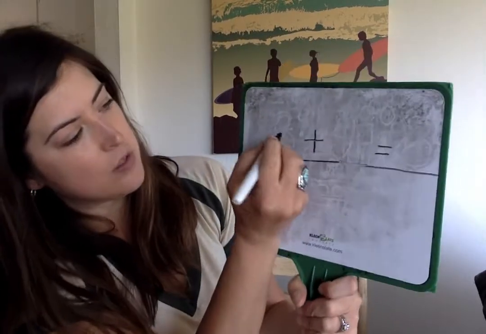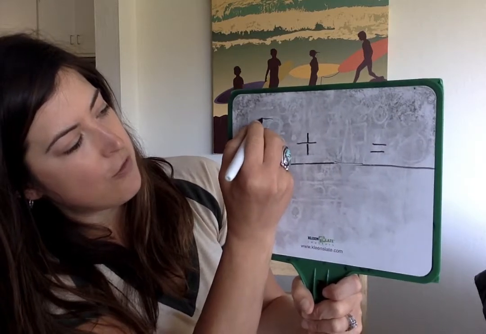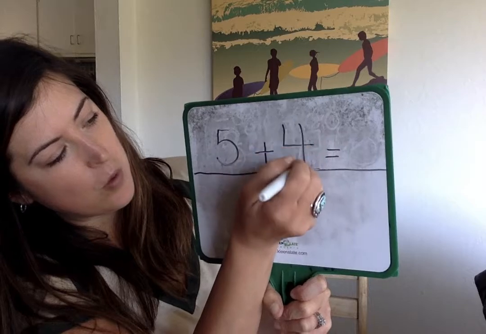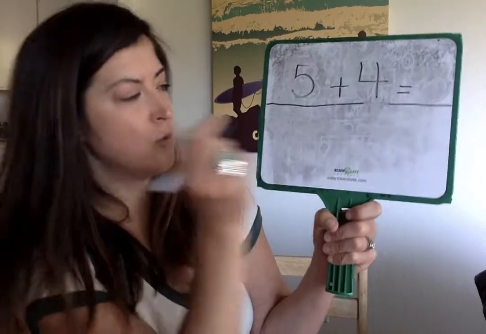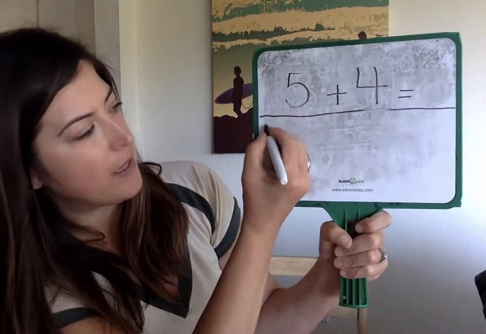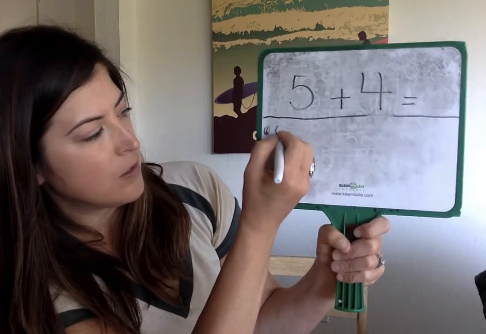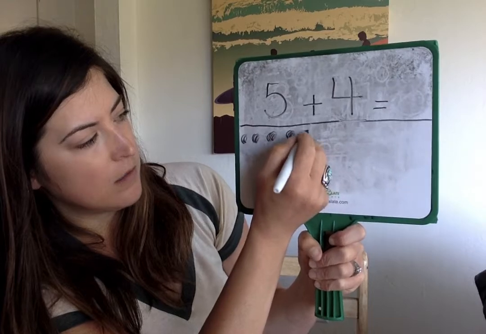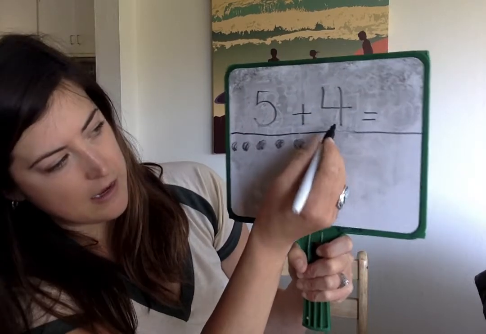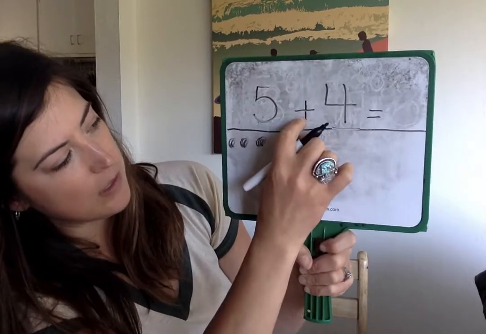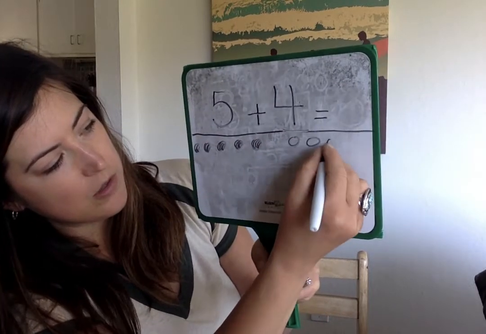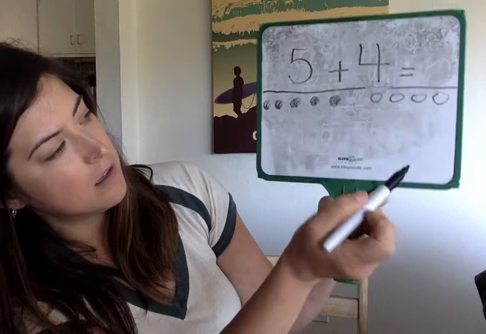Okay, here's our next equation. 5 plus 4 equals, okay, get busy drawing. Our first group is 1, 2, 3, 4, 5. And then we add, we get more. This is how many more? 4. 1, 2, 3, 4.